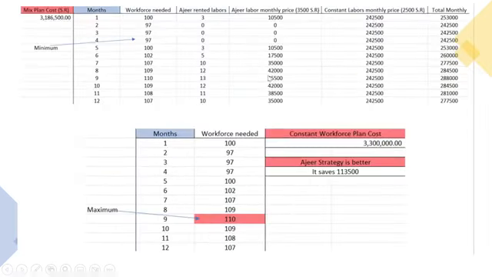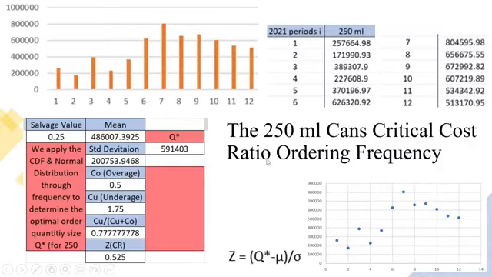So when we compare the Agile strategy, Agile saves more money than the constant workforce, by 113,500 riyals. Here we use the critical cost ratio because we do not have a clear pattern of the data, or it's not applicable for the whole points of data.